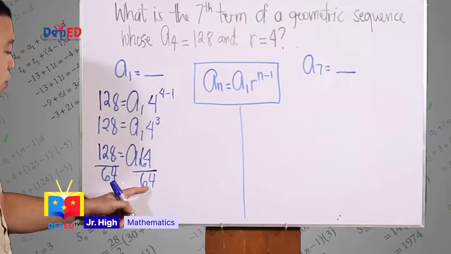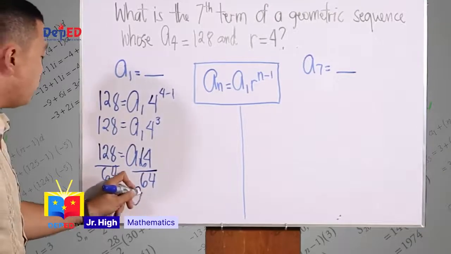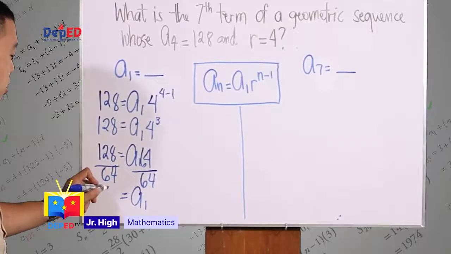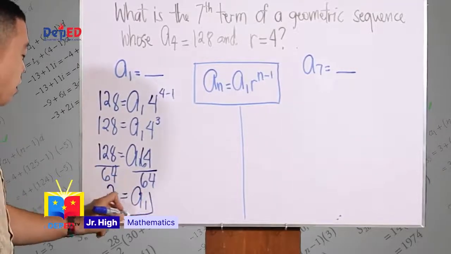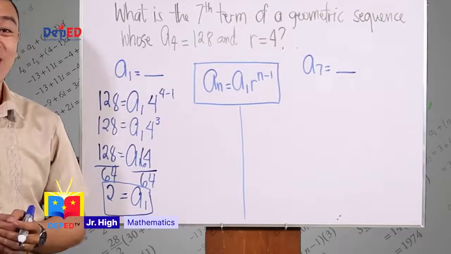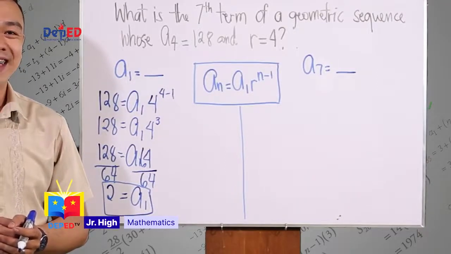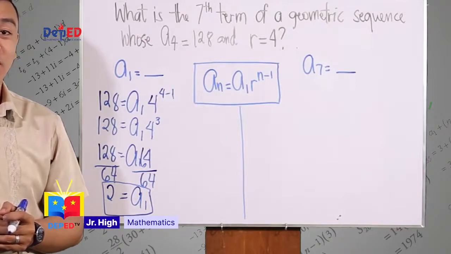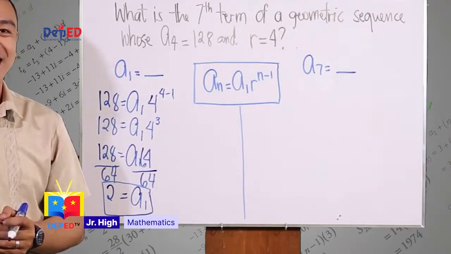64 divided by 64 will give us 1. What's left is a sub 1, and 128 divided by 64 will give us 2. Thus, the first term of the sequence is equal to 2. Since we have our first term, we can now solve for the unknown term, which is a sub 7.